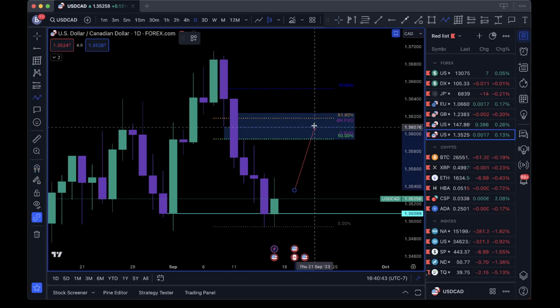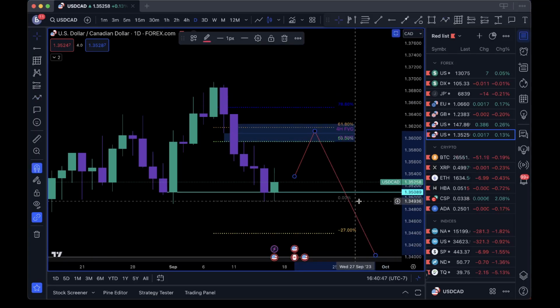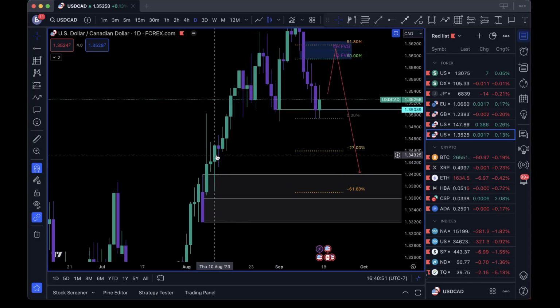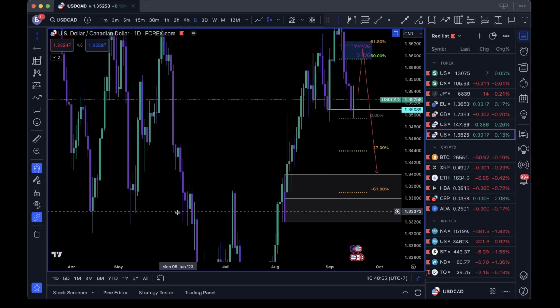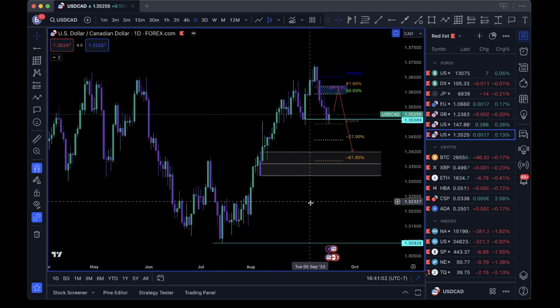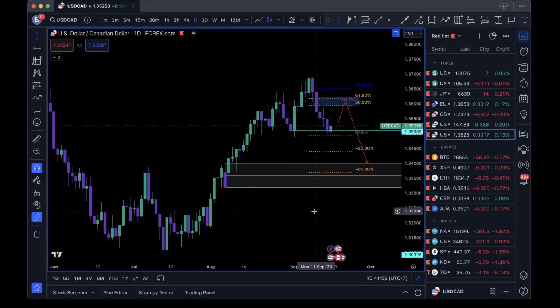I would love to see a pull up into this level before further downside. First target would be the minus 27. Now, we do have a level here at the minus 27, but I do like how the 618 correlates with our levels here. Remember our levels I was talking about? We got these breakers and this order block. And now below that, there is a fair value gap, so that is something interesting to look at.